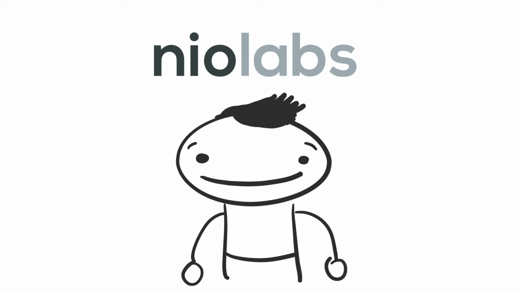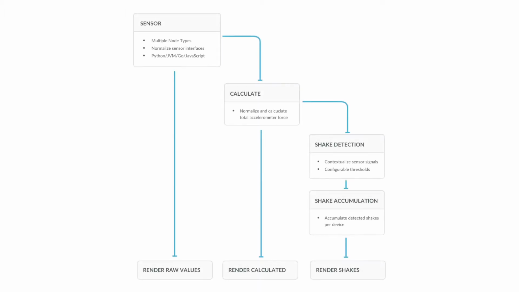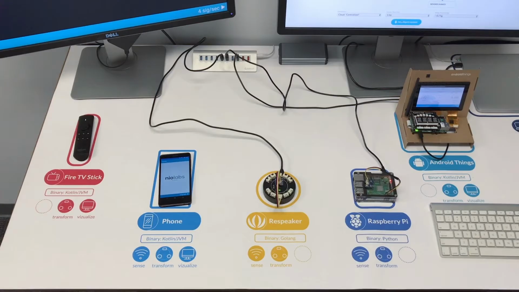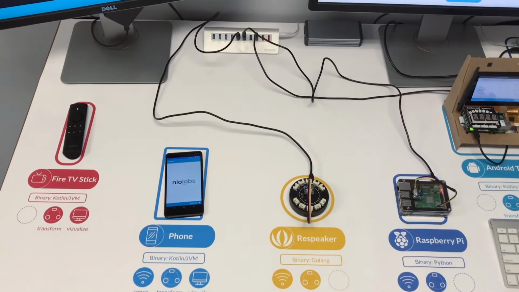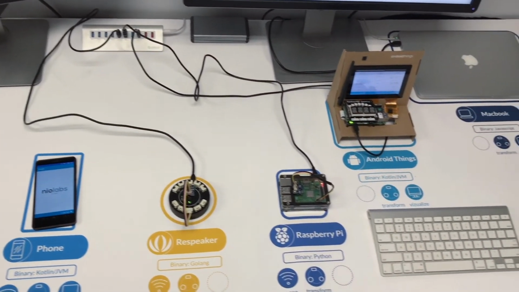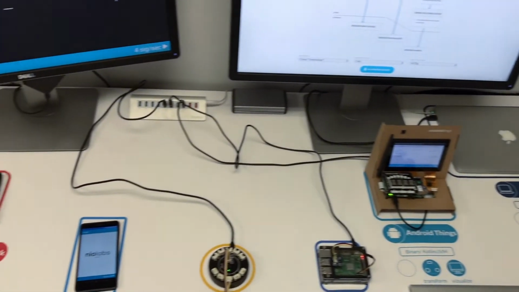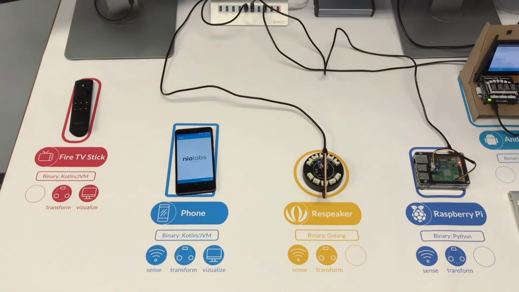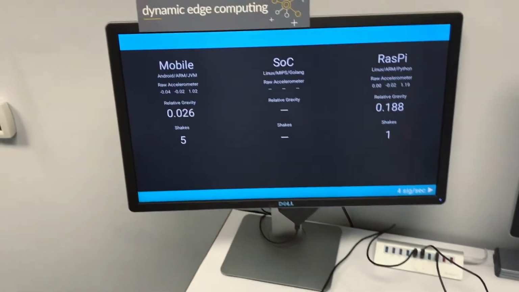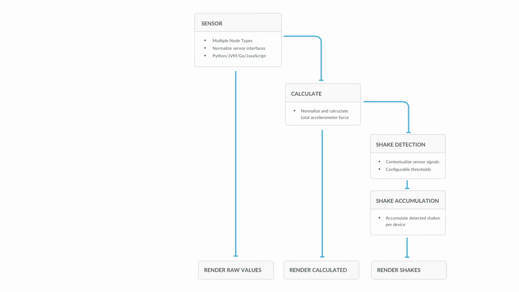So let's take a look at how this works. Here, we have a simple system. We're going to collect some data off of some edge devices. We'll do some calculations on that, and then render that to an output device. And here we have a collection of everyday devices. We have an Android phone, a Raspberry Pi, an Android Things microcontroller, an Amazon Fire TV, and a Google Cloud instance.